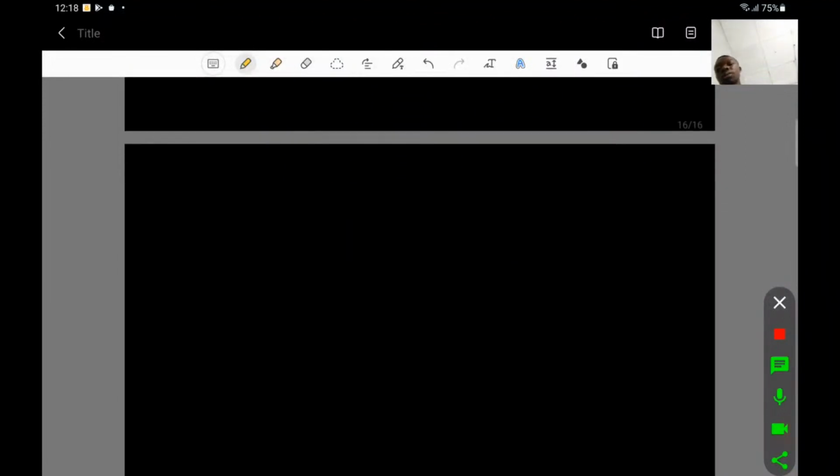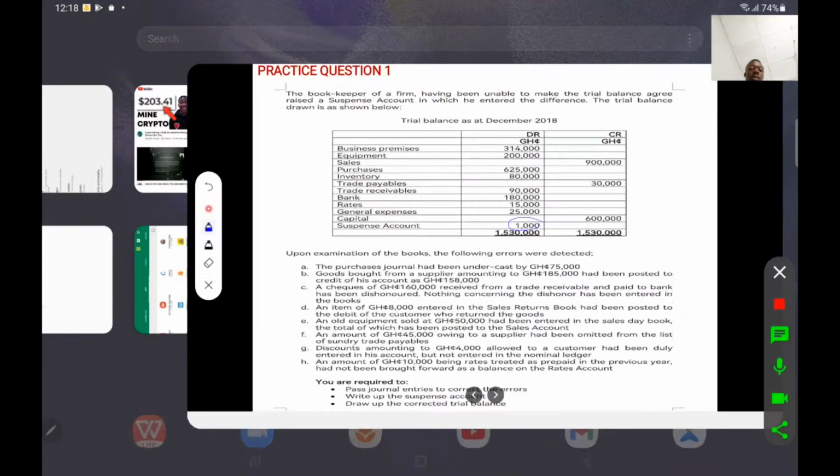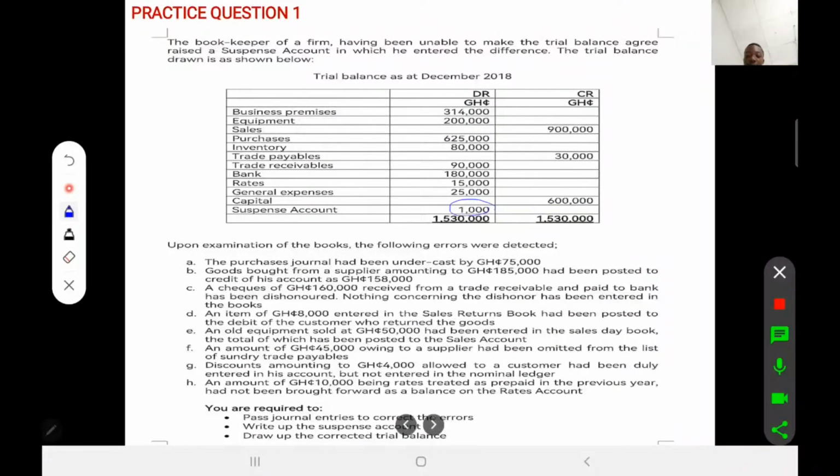So we are asked to draw up a corrected trial balance. So you see, this is our trial balance that we're having here. Let me guide you so that I can even leave it out so that you can practice on your own. This is what you're going to do.